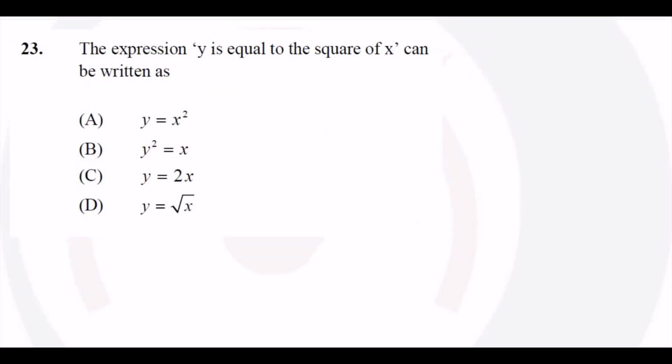Alright, the expression y is equal to the square of x can be written as the square of x. So it's the square of x. D is saying y is equal to the square root of x. But A is saying y is equal to the square of x, or x squared.